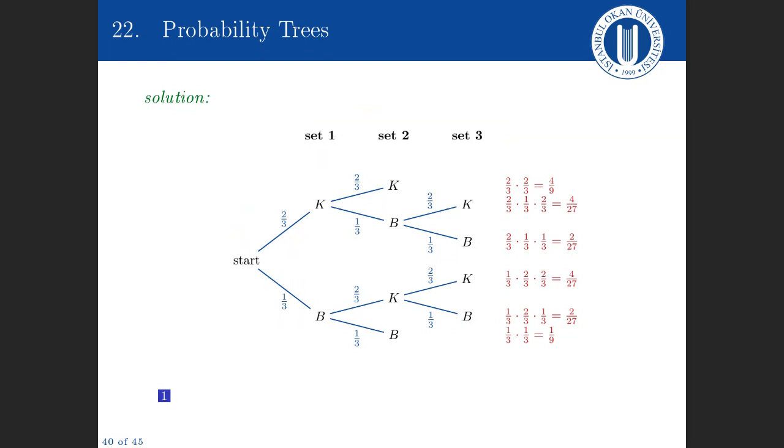Now, in tennis, if we're playing best of 3 sets, as soon as one player wins 2 sets, the match finishes. So if Kia wins the first 2 sets, that's the end of the match. And if Boris wins the first set and the second set, then again, that's the end of the match. We stop just here.